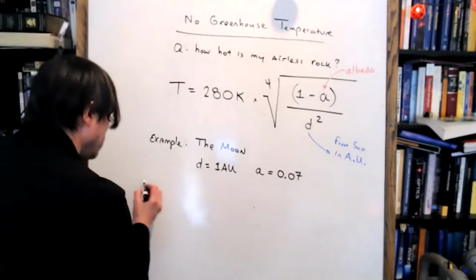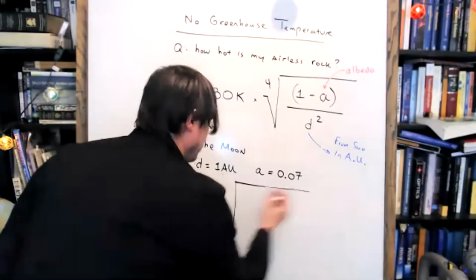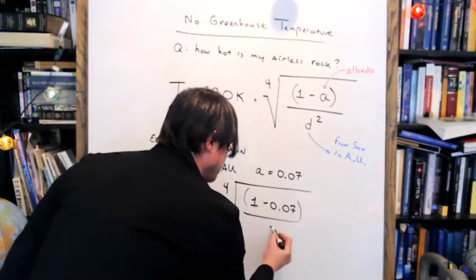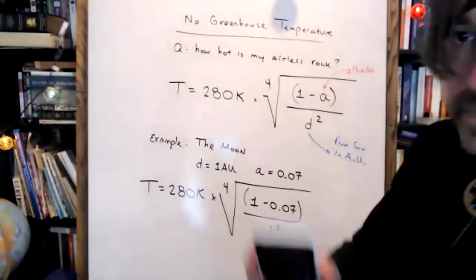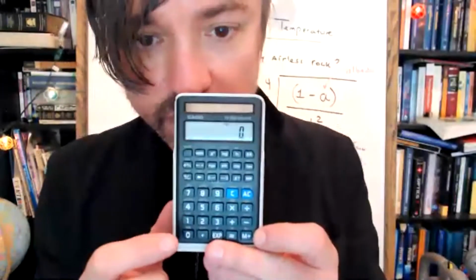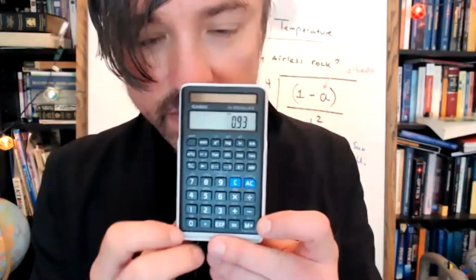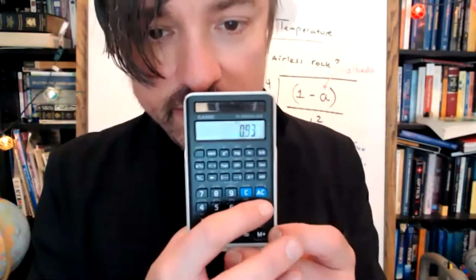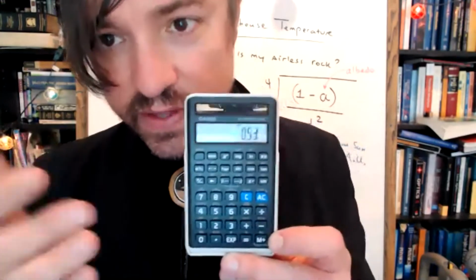All right. So our temperature is 280 Kelvin times the fourth root of 1 minus 0.07 over 1 squared, which is 1. In the interest of time, I'm going to walk you through this calculation. Calculators out. Let's do the inside of the fourth root first. 1 minus 0.07 equals. Okay? Now, if the distance was not 1, we would do divided by 1 squared equals. That's just showing you how you would proceed if there was a distance.